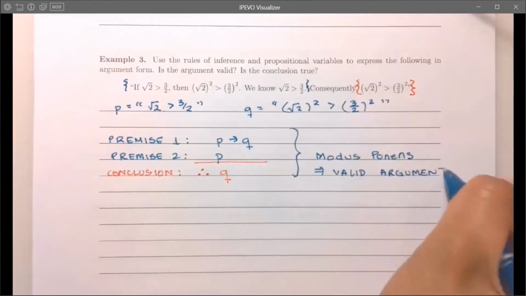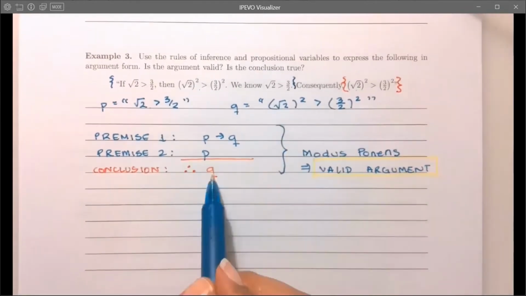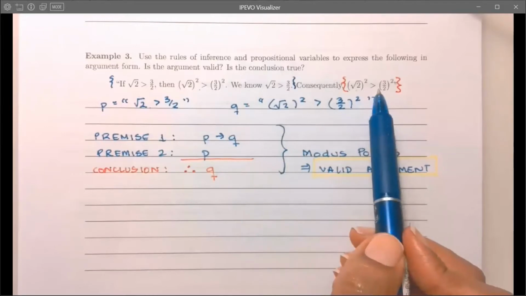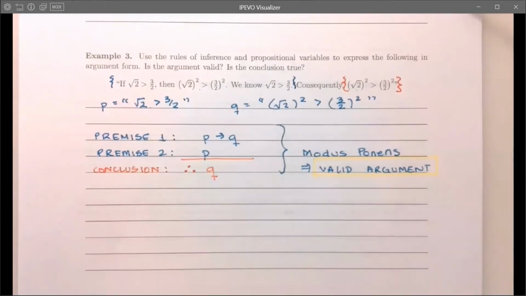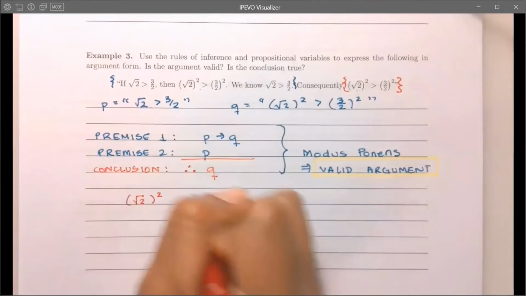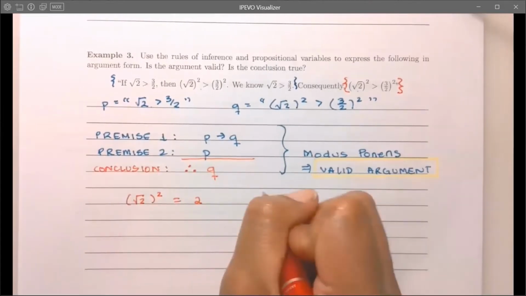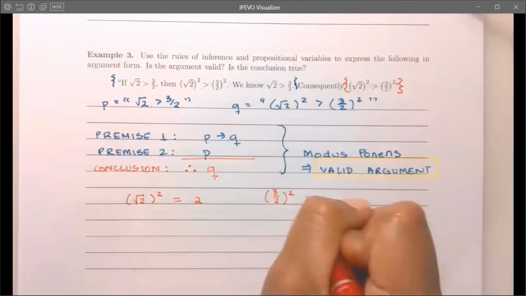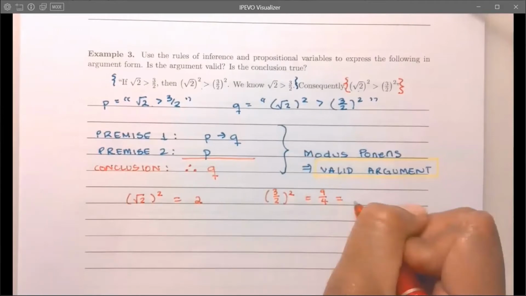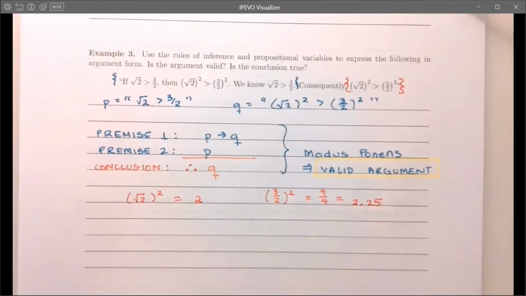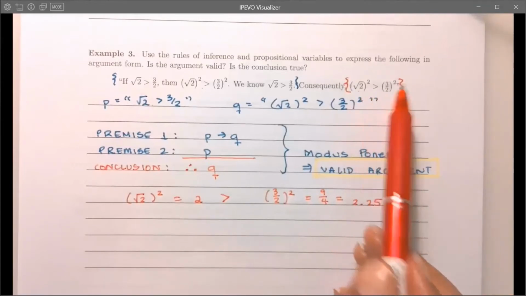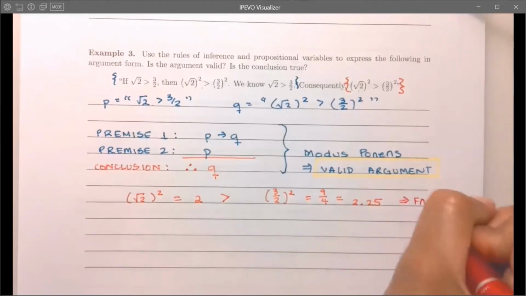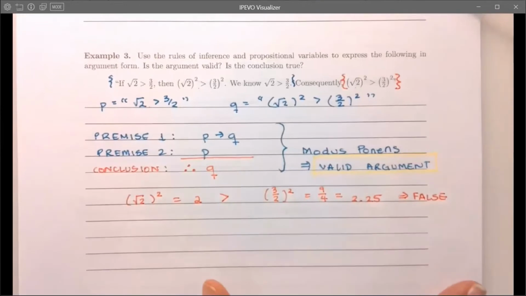But here's what's different in this example. Is the conclusion true? The conclusion is that the square root of 2 squared is greater than 3 over 2 squared. Okay, so let's check that out. The square root of 2 squared, that's just 2. And 3 over 2 squared, that's 9 over 4, which is going to give you 2.25. So 2 being greater than 2.25, because that's what this is claiming, right? That is false. So the conclusion here is false.